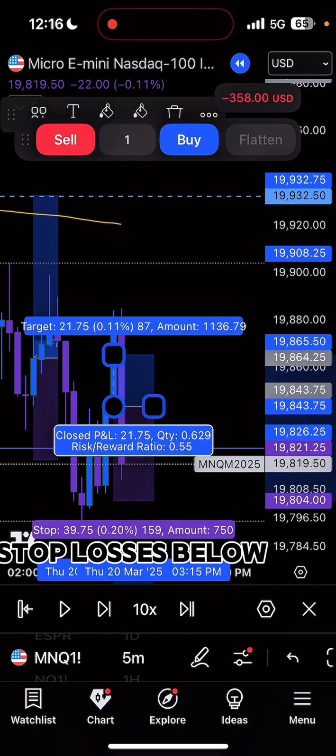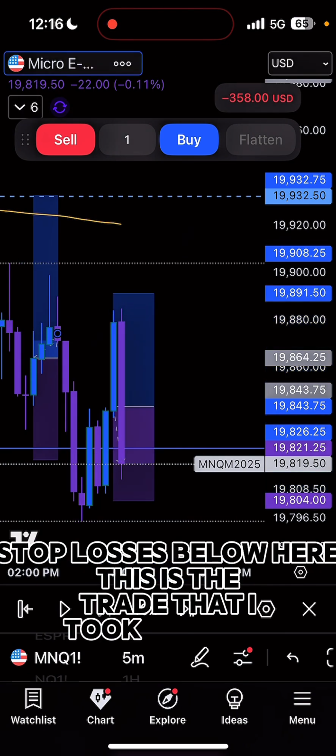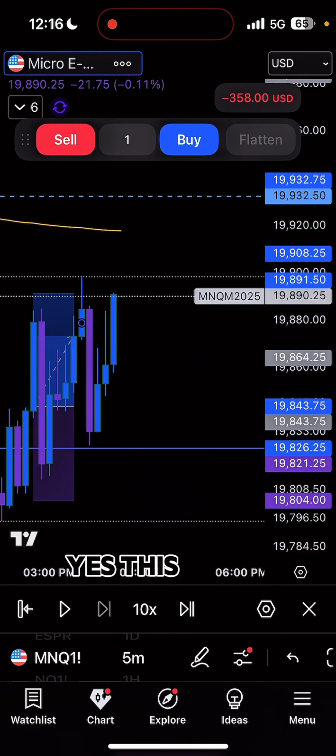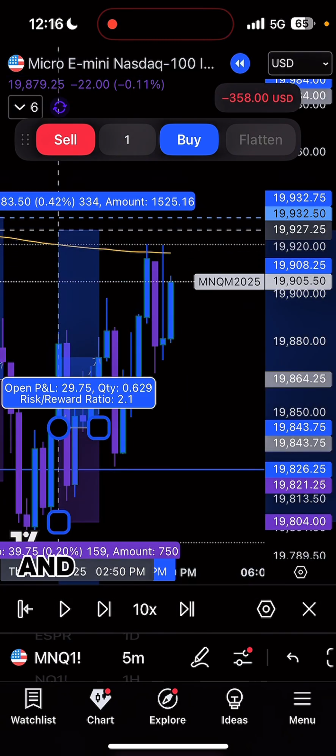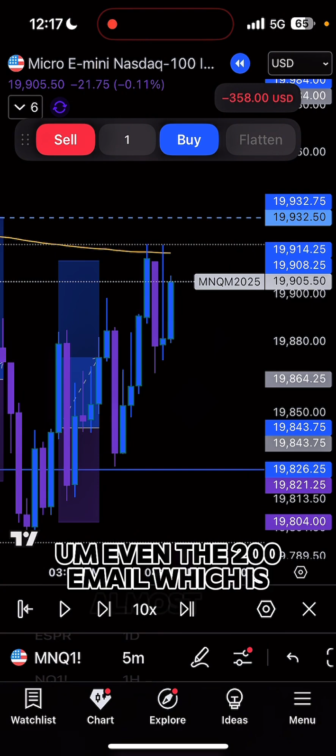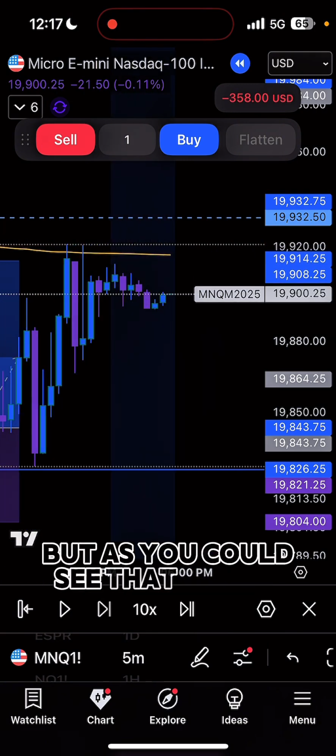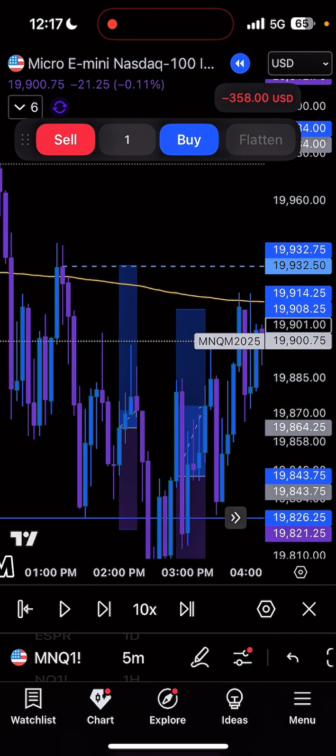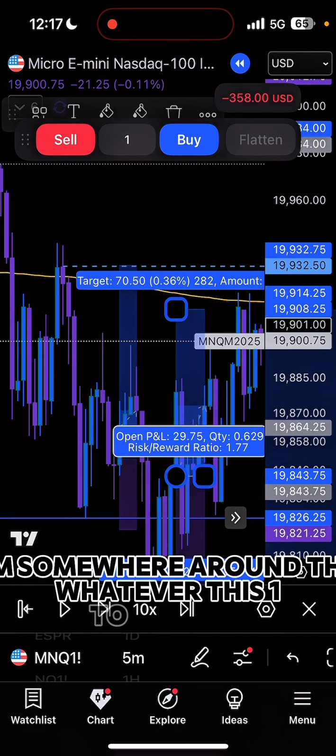Stop loss is below here. This is the trade that I took and now goes up. Yes, this is the trade that I took. I do remember this one. And then again, your target can be up here. Even the 200 EMA, which is almost a 2-to-1. But as you could see, that would have been your price target, somewhere around whatever this 1-to-1 area is.